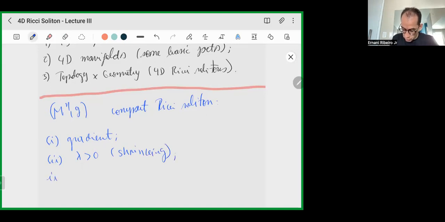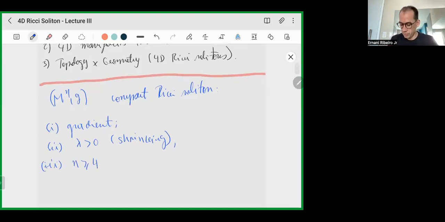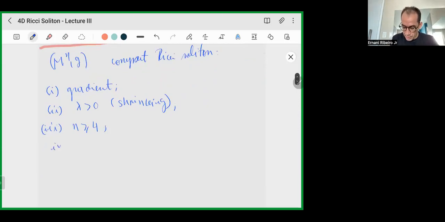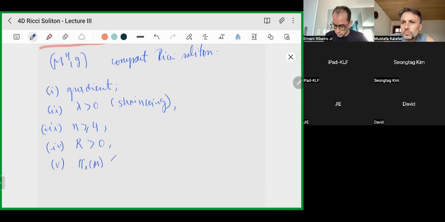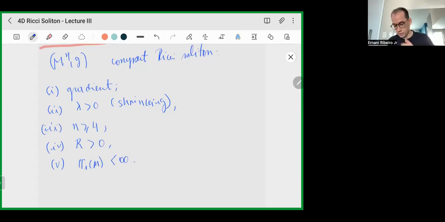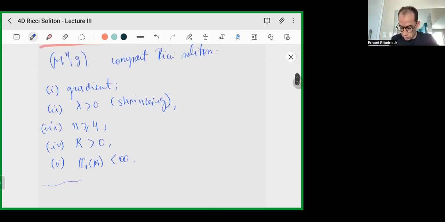We also mentioned that the dimension must be bigger than or equal to 4. In dimensions 2 and 3, they are trivial. And we said that the scalar curvature must be positive. And finally, the first fundamental group must be finite. So these are some of the properties of four-dimensional compact Ricci solitons.